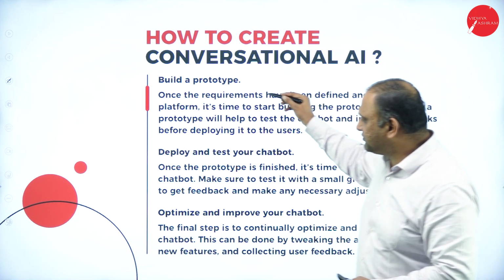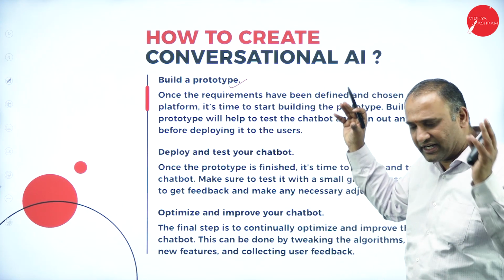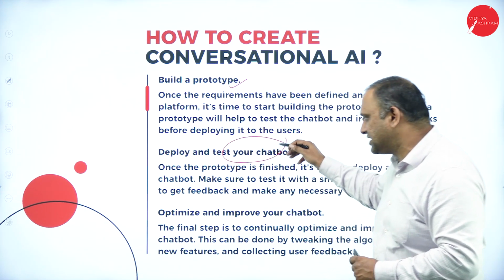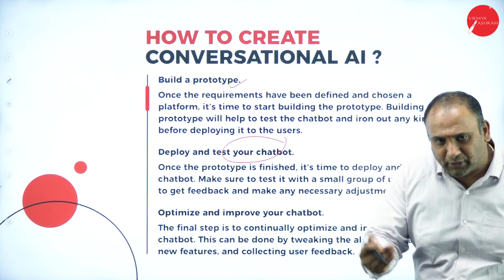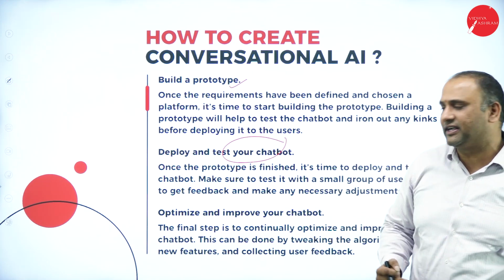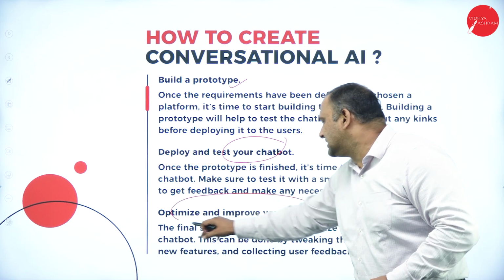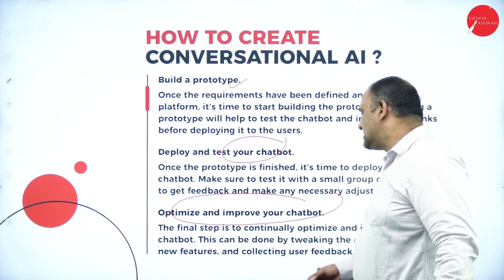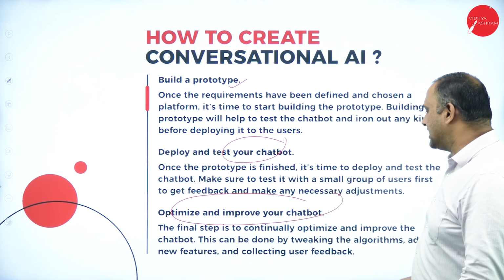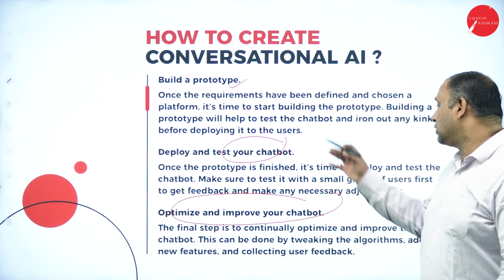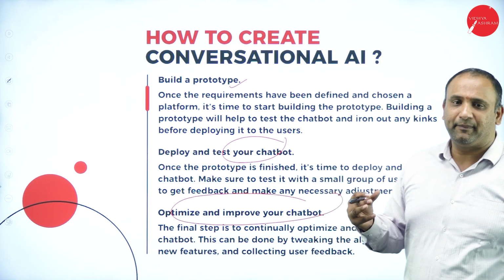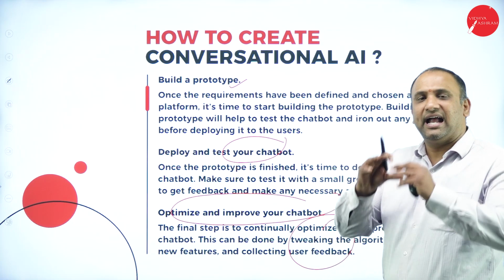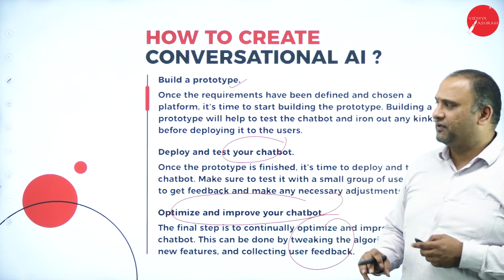Now, first we have to build a prototype. Once we create a prototype, we build it on the platform. We'll start deploying and testing your chatbot. We'll see whether it's able to understand the question and give back the correct answer. Then optimize and improve the chatbot. It'll start understanding how it has been working and how it has been taking things forward. With all that, finally, we will also be able to understand how it is going forward, tweaking the algorithms, and then we get a final picture of the response.